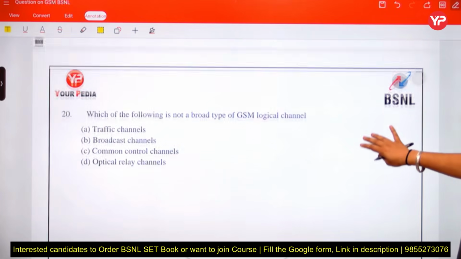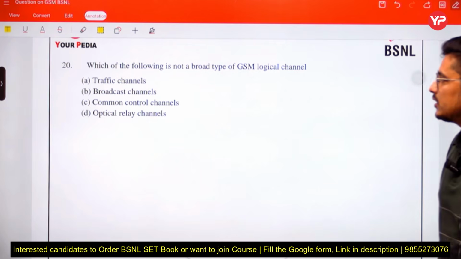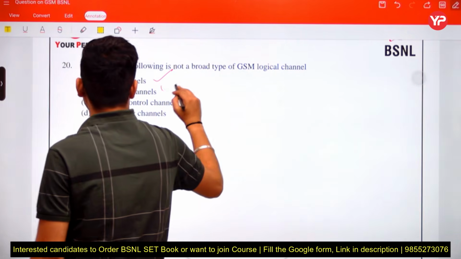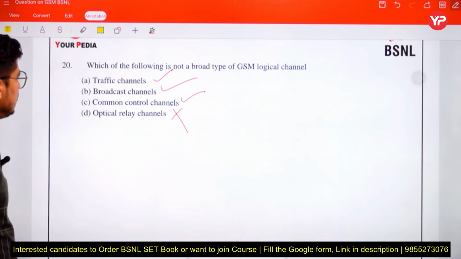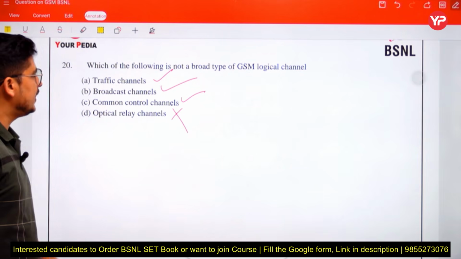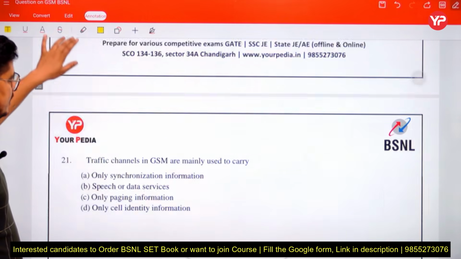Next question. Which of the following is not a broad type of GSM logical channel? Inside the logical channels, we have the traffic channel, broadcasting channel, and common control channel, but we don't have the optical relay channel inside GSM logical channels. These are the logical channels.